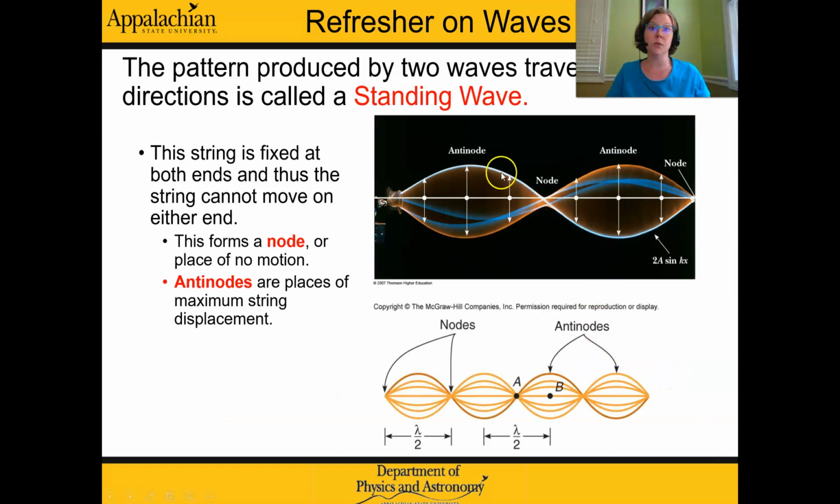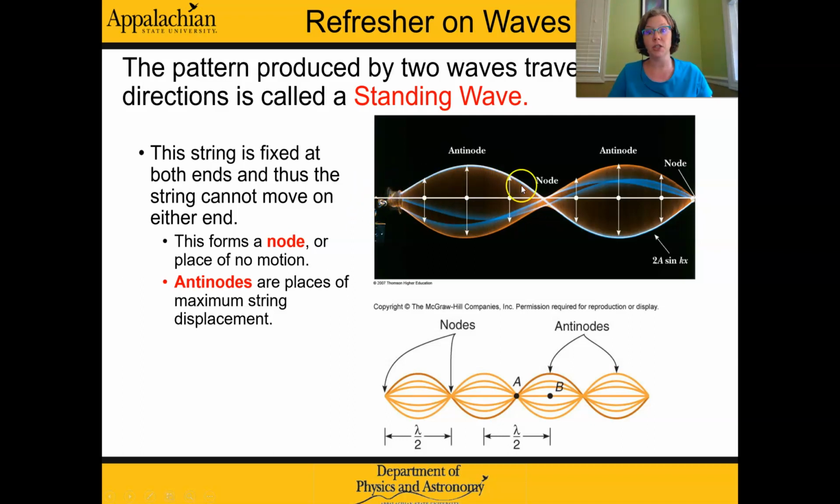Now a standing wave is a pattern that is produced by two waves traveling in opposite directions. In this particular picture, you have a string that's fixed at both ends, and the wave is traveling in one direction. It hits the end, and it reflects back upon itself. This reflection actually allows the wave to amplify and creates the standing wave pattern.